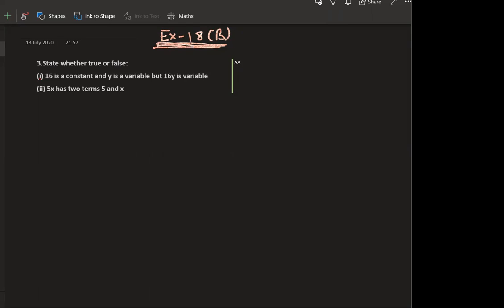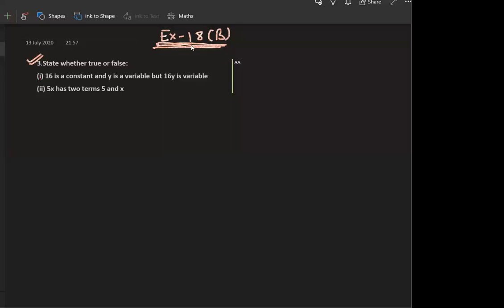This is the last exercise of this chapter, so you have to pay attention. Because this portion of algebra is the basic portion, you have to understand these two exercises very carefully, in order to do higher level questions in your higher classes.